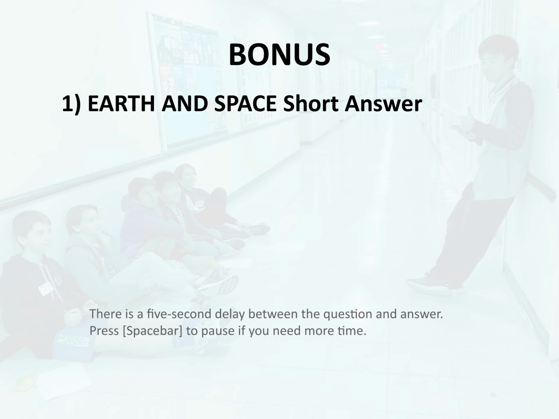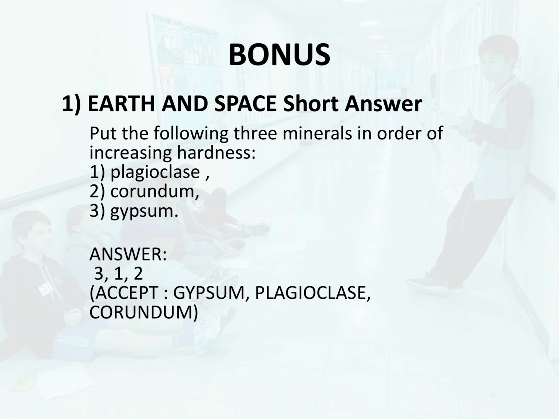Bonus 1. Earth and space. Short answer. Put the following 3 minerals in order of increasing hardness: 1. Plagioclase, 2. corundum, 3. gypsum. Answer 3, 1, 2.